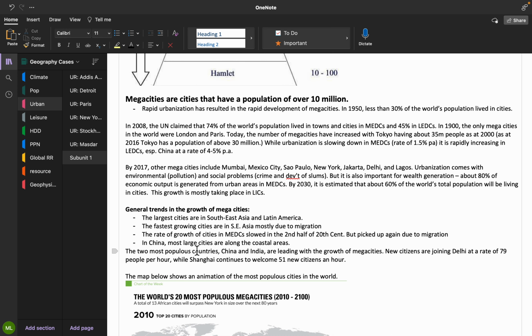In 2008, this is really old data but still really valid, the UN claimed that 74% of the world's population lived in towns and cities in MEDCs, so middle-income countries, and 45% in LEDCs. In the 1900s, the only megacities in the world were London and Paris, and today the number of megacities has increased. And again, with Tokyo, I have statistics now: 35 million people as of 2000.